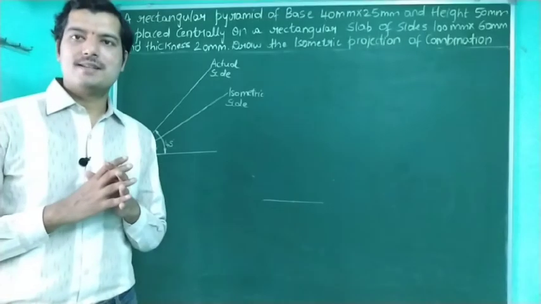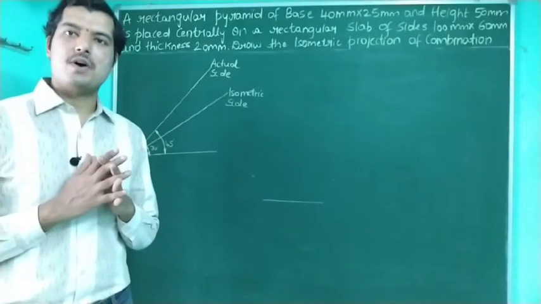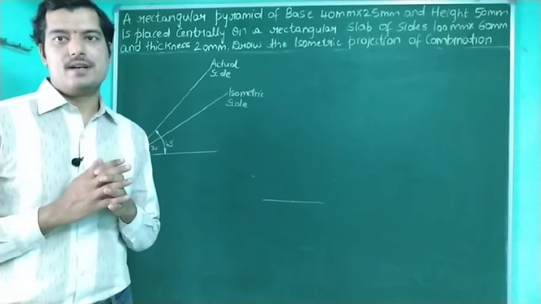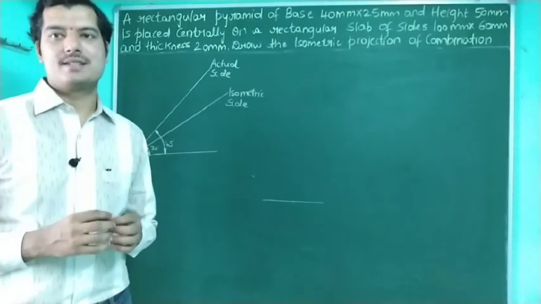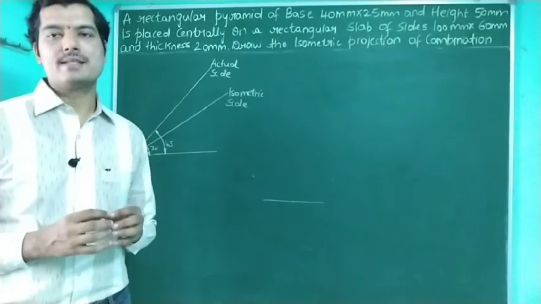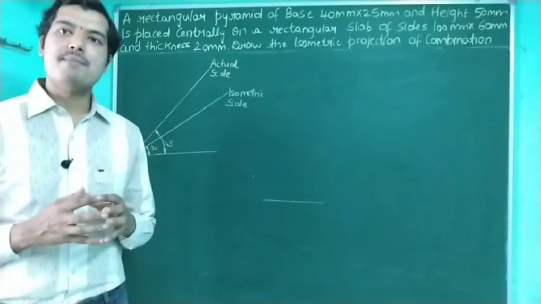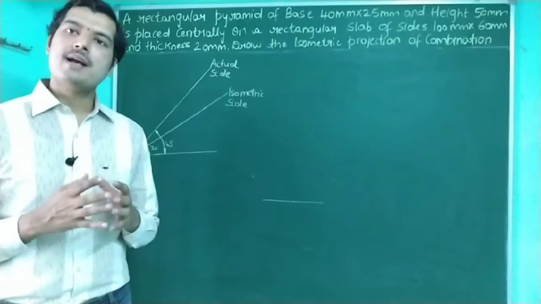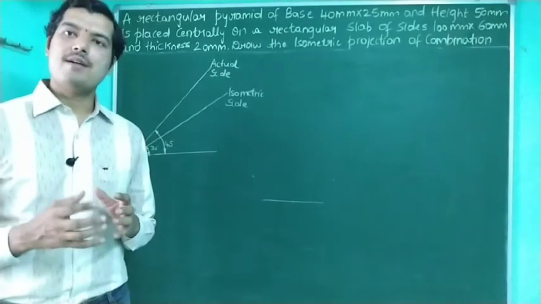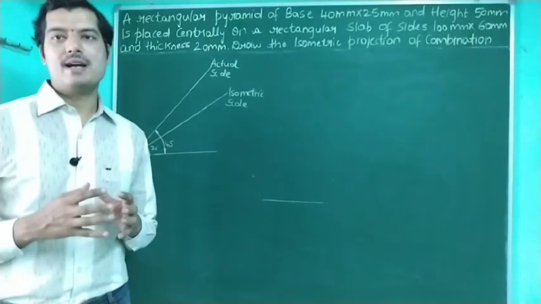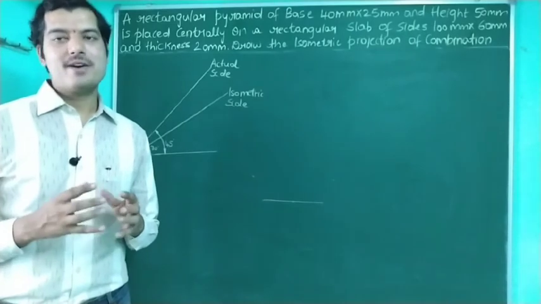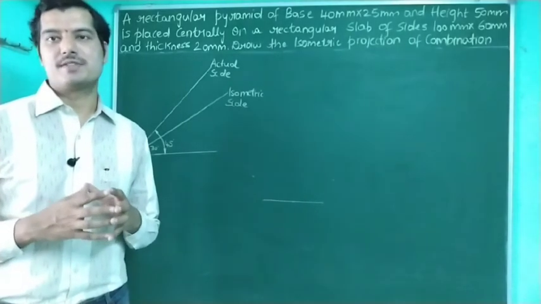Hello my dear students, let us see the problem based on isometric projection. The statement of the problem is like this. A rectangular pyramid of base 40 mm into 25 mm and height 50 mm is placed centrally on a rectangular slab of 100 mm into 60 mm and height being 20 mm. Draw the isometric projection of the combination of the solid.